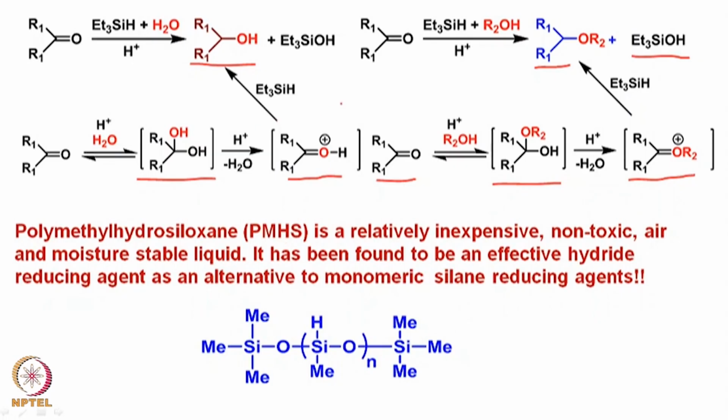But in addition to triethylsilane or different kinds of silanes, people have also started using polymethylhydrosiloxane, PMHS, which is shown like this here, and it is a relatively inexpensive, non-toxic, air and moisture stable liquid. It's of course a polymeric liquid, and it has been found to be an effective hydride reducing agent as an alternate to monomeric silane reducing agents such as triethylsilane. So we will see how the reactivity of this PMHS can be utilized for the reduction of different kinds of substrates.